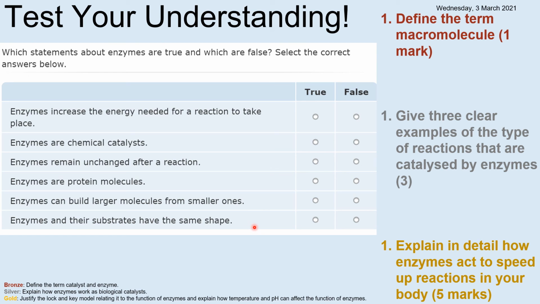So after you've done that, we have some extension questions here, which are tiered using bronze, silver, gold. The first one is to define the term macromolecule. The second one is to give three clear examples of the type of reactions that are catalyzed by enzymes. So they will be reactions that happen in the body. And the third one is to explain in detail how enzymes act to speed up reactions in your body.